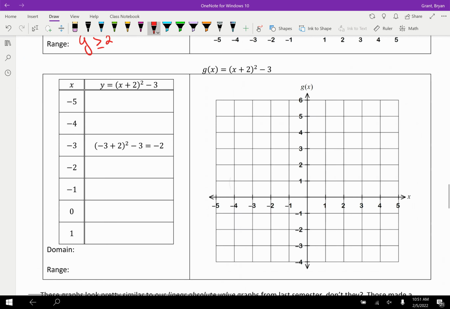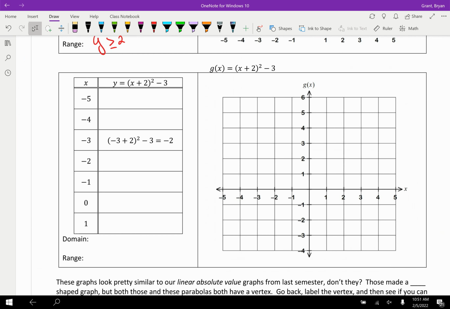Last one. You guys try this one on your own. I'll fill in the outputs once you guys get it done, and then we will talk about our shortcut and be done for the day. Ready, set, go.